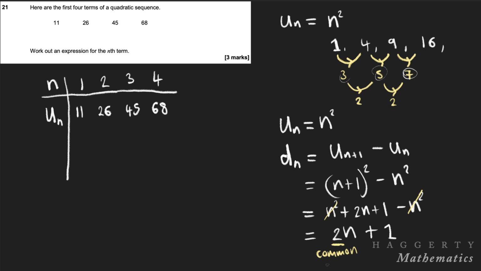And then if you plug in 1 as n, you just get the first term. So 2 times 1 plus 1 is going to give you 3, and that gives you the first term for the first difference. And then it's just going up by 2 each time. So the point I'm trying to make here is the first difference itself is an arithmetic sequence, and that arithmetic sequence has a common difference, which is just 2.